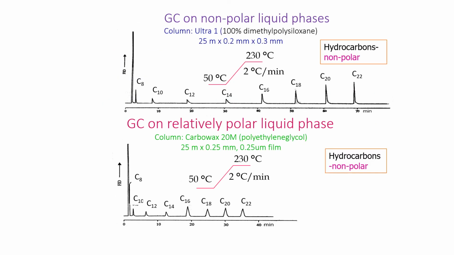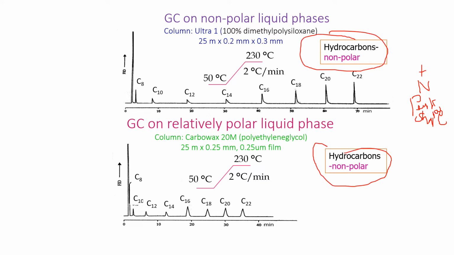So these two chromatograms show how different the separation is in terms of time, efficiency, and peak shape, for the same set of analytes. The only difference between them is that one is using a very non-polar liquid phase, and one is using a polar one.